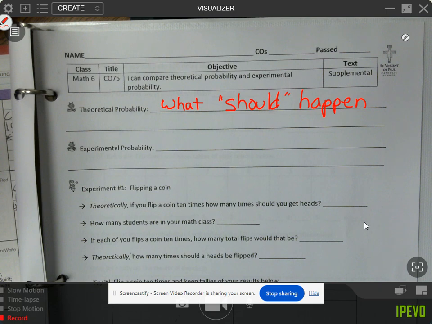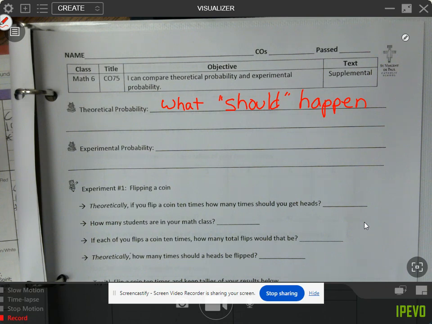So our theoretical probability is what should be happening when we do something. So we say, oh, we spin that spinner. What is the probability it's going to land on the green? 1 out of 4. That's what should happen. Is that what happens all the time? 1 out of 2 chance of landing on heads when we flip our coin?